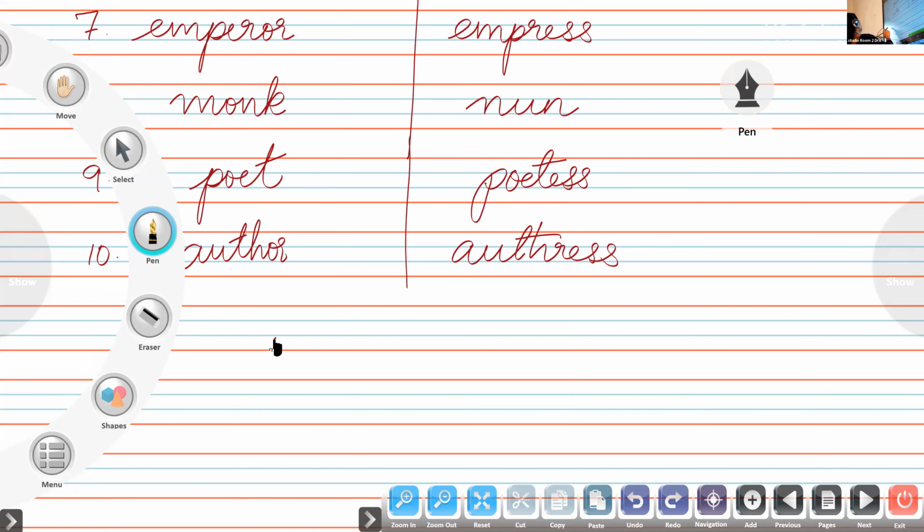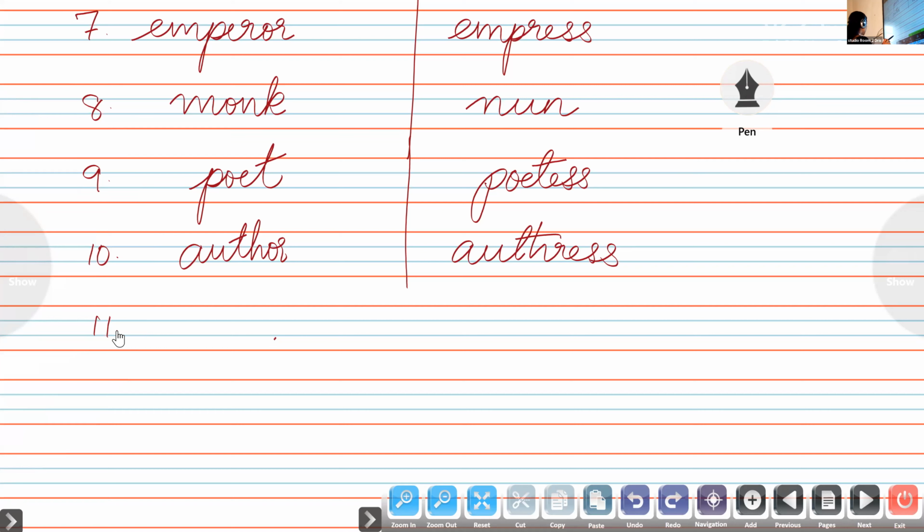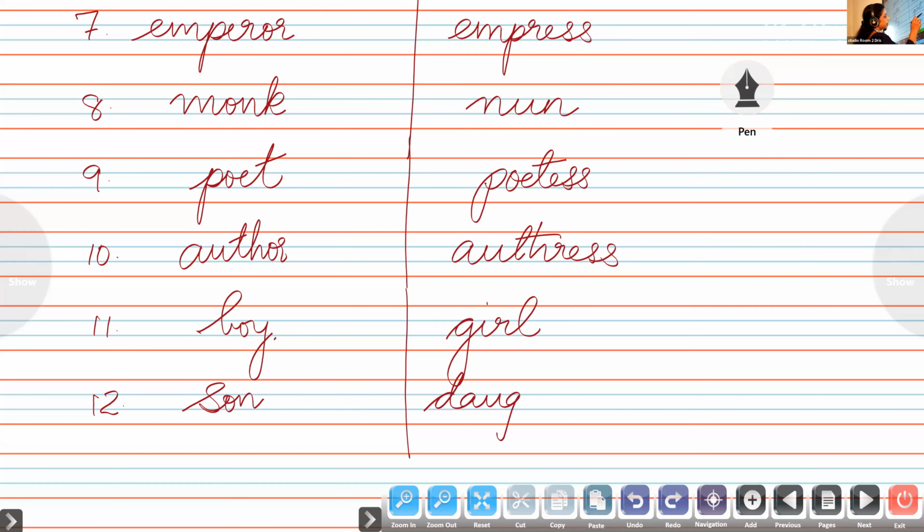Now, the 11th one is boy. Boy, we all know. The opposite gender for boy is girl, G-I-R-L, girl. Okay. And the 12th word is for the opposite gender. What do we say for the son? S-O-N, son. It is daughter, D-A-U-G-H-T-E-R, daughter.